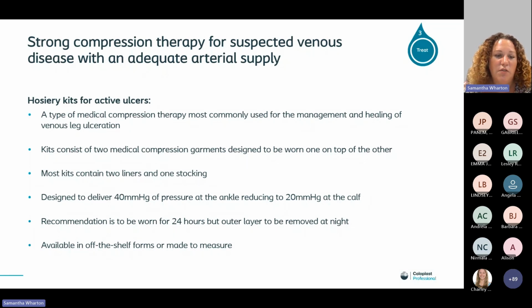And the recommendation is for it to be worn for 24 hours, but the outer layer can be removed at night, but ideally wear it for the 24 hours while you've got an active ulcer present. And they can be available in off-the-shelf forms or made to measure.